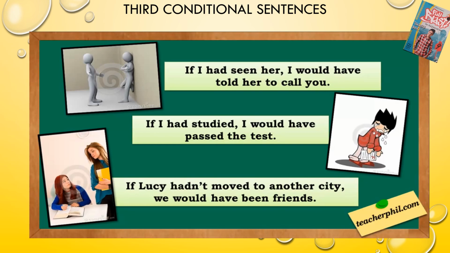If Lucy hadn't moved to another city, we would have been friends. If Lucy hadn't moved to another city is our if clause. We would have been friends is the result clause. These events are all impossible since we already have the result and we can't change it anymore.